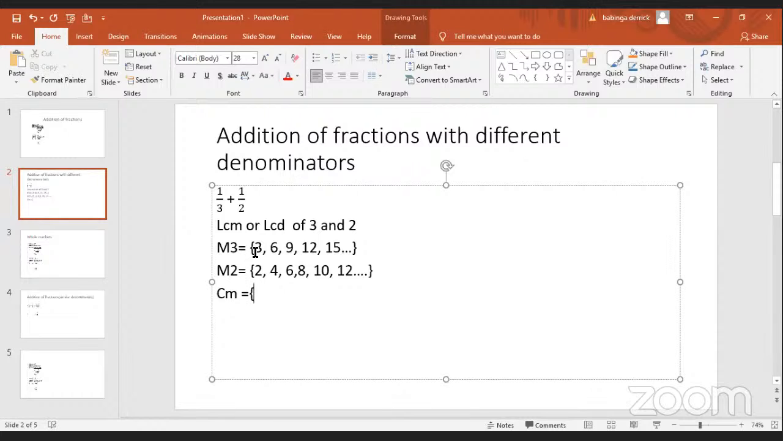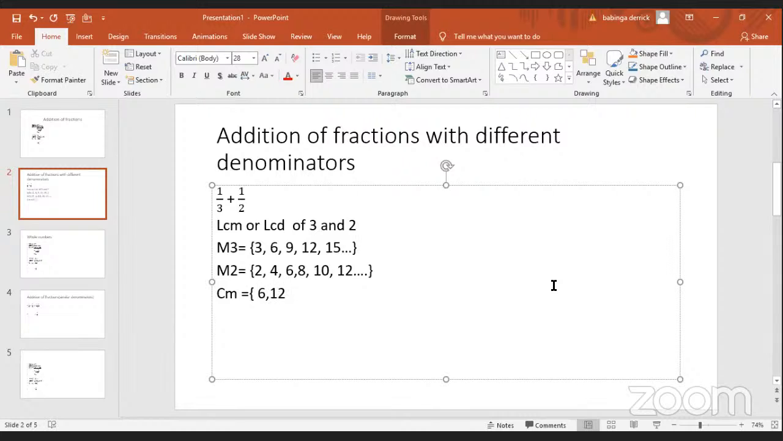You come here and say, which multiple is in 3 and also in 2? I want hands up. Trust, his hand is already up. Trust, give us. Which number appears in 3 and also appears in 2? 6 and 12. We have 6 and 12.